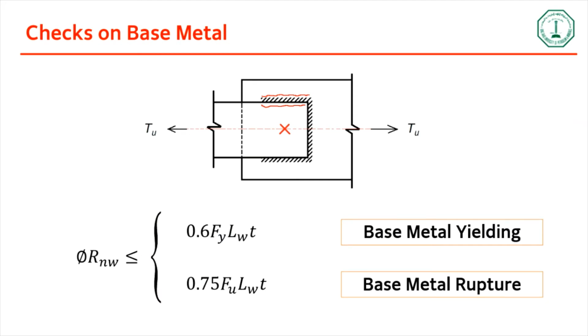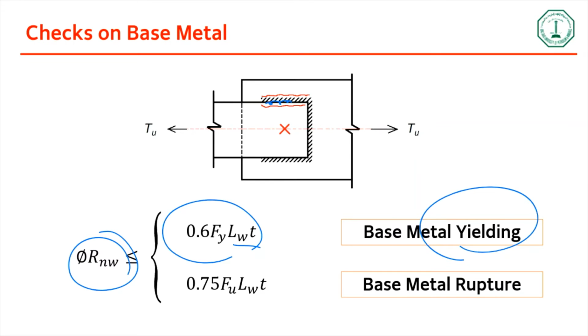Okay. So what I was saying was, while we're designing for the welds, we have to also make sure that the base material is strong enough to carry the loads. Like your weld strength should be less than two criteria. One is 0.6 Fy Lwt, which is actually the base metal yielding, and you have something called 0.75 Fu Lnt. This is supposed to be 0.75 times 0.6 Fu. I just missed, it's a typo, which is called the base metal rupture. Okay, so this is something that you need to check.